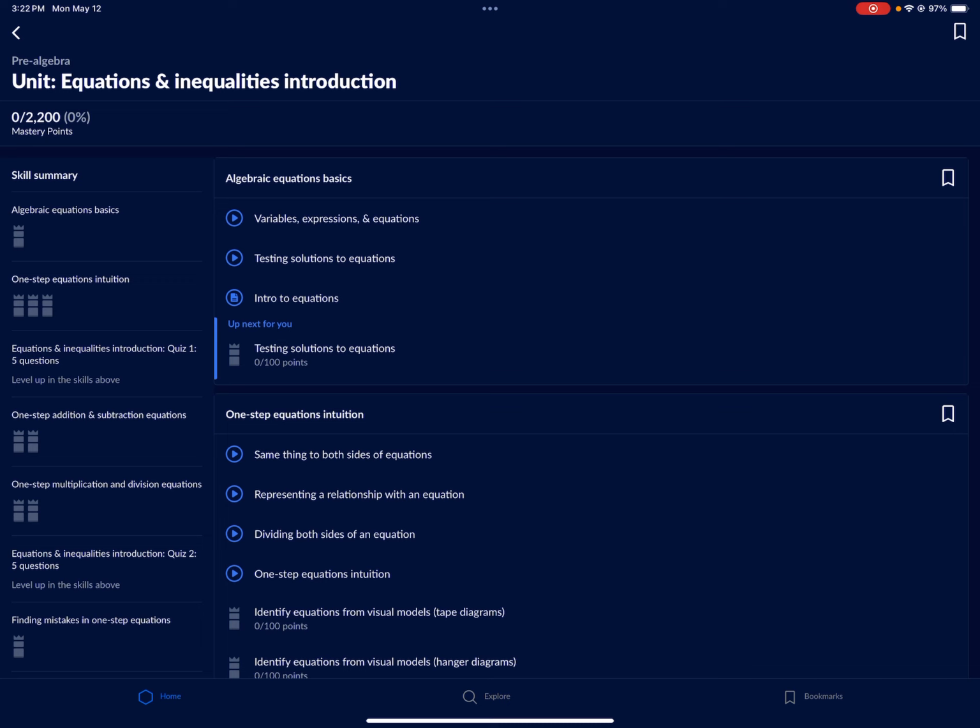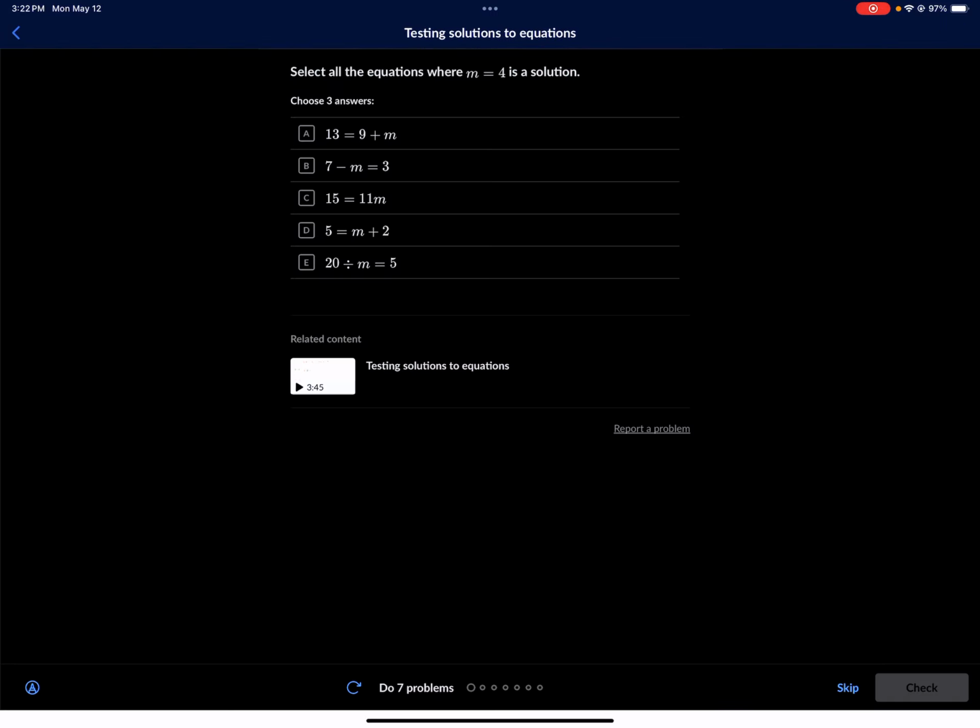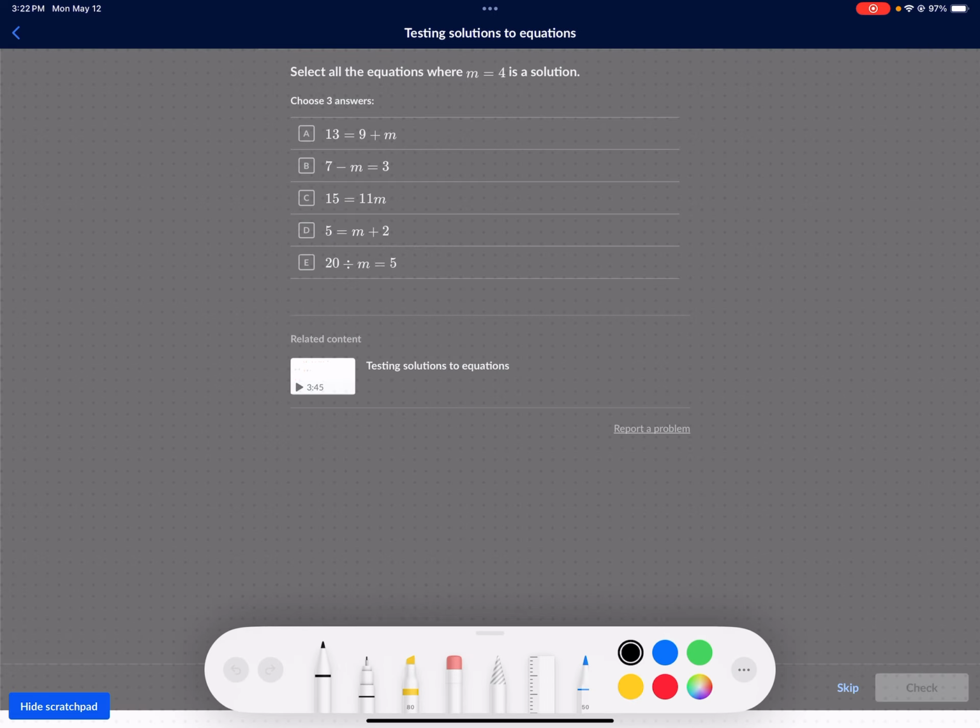We have testing solutions to equations. Let's see what we're dealing with here. Select all the equations where m equals 4 is a solution. So what do we do? We have to plug in 4 for every single value of m. We just plug in 4 for m. So what this means is that 13 equals 9 plus m. We just replace m with 4 because that's what it's equal to.